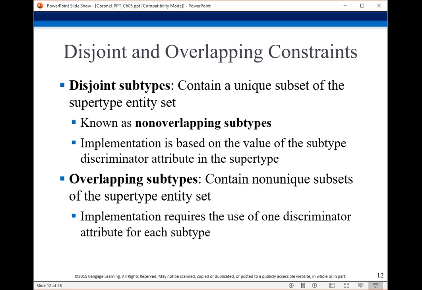We can have disjoint subtypes or overlapping subtypes. So disjoint is where we have a unique subset of the supertype entity set. Implementation is going to be based on the value of the subtype attribute in the supertype. With overlapping, we have non-unique subsets. Then we have the requirement for the use of one discriminator for each subtype.